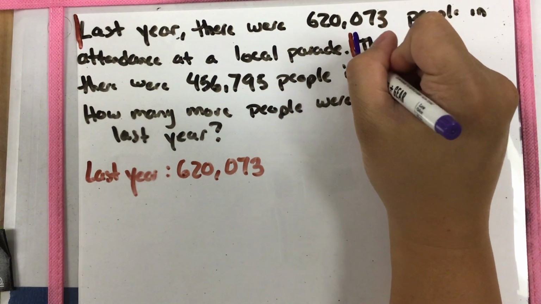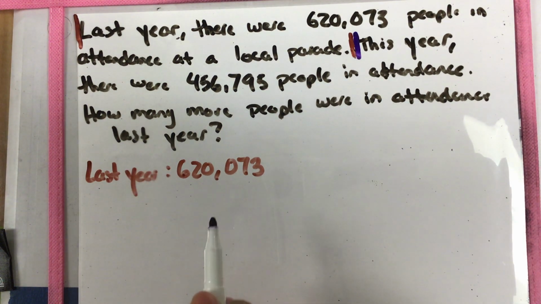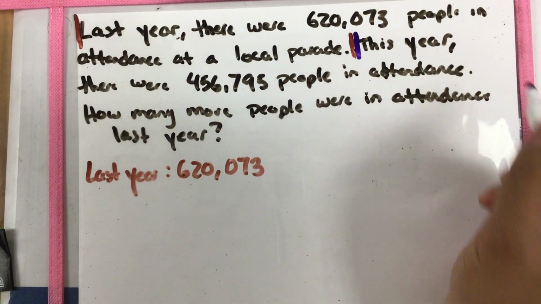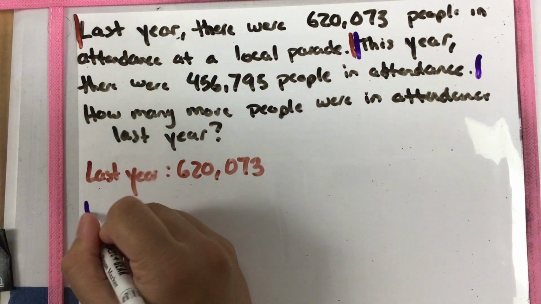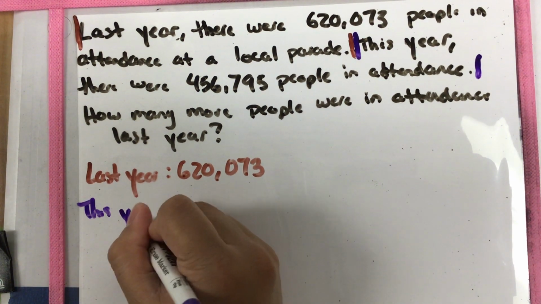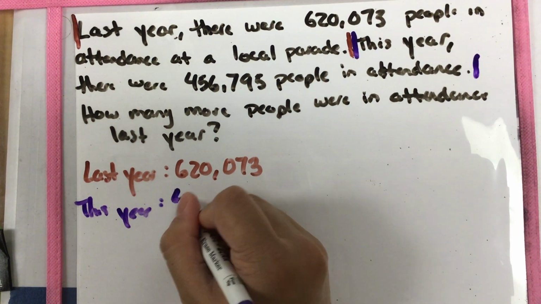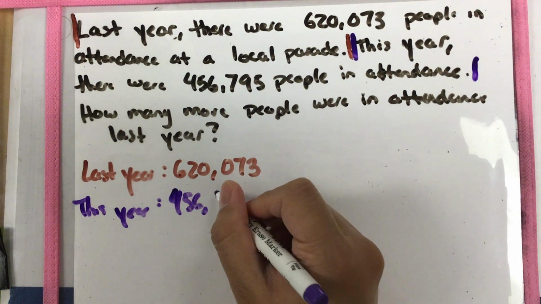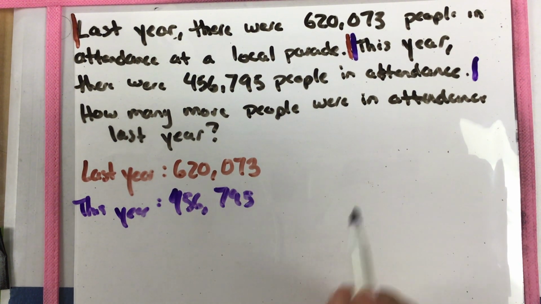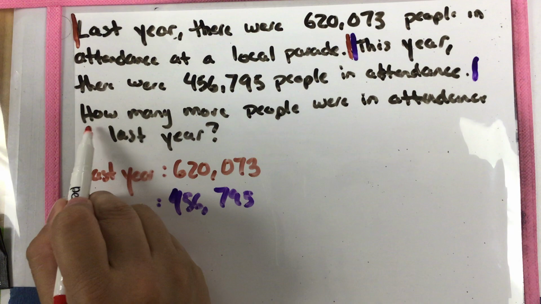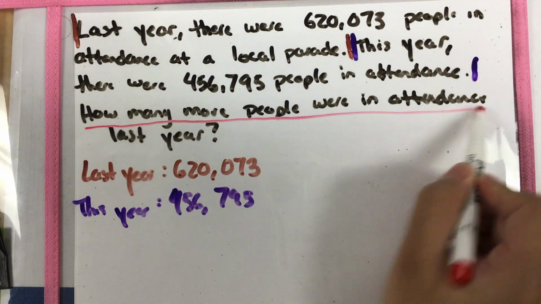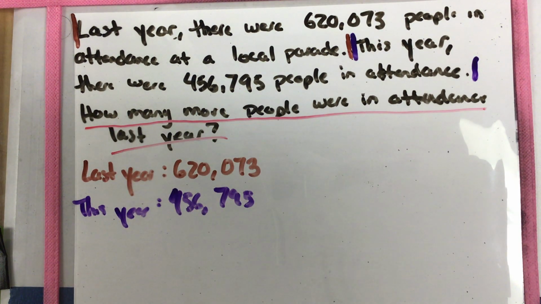This year, there were 456,795 people in attendance. So this year, we have 456,795. How many more people were in attendance last year? So we're trying to figure out how many more people were in attendance last year. So to do that, we got to figure out what is the difference between them.